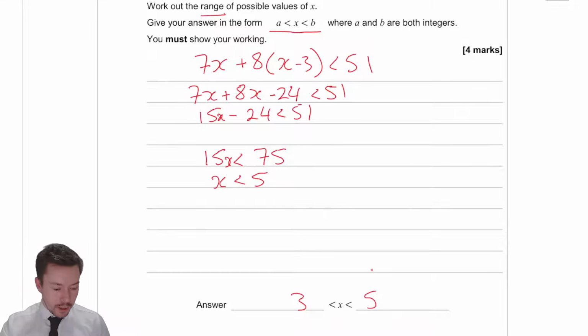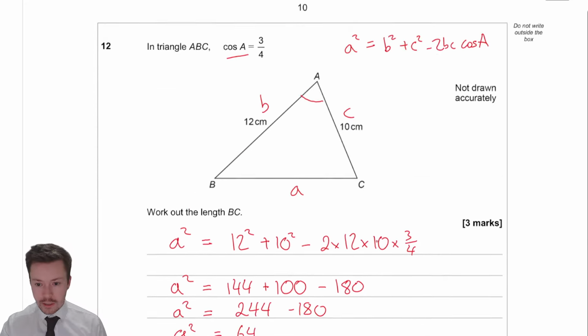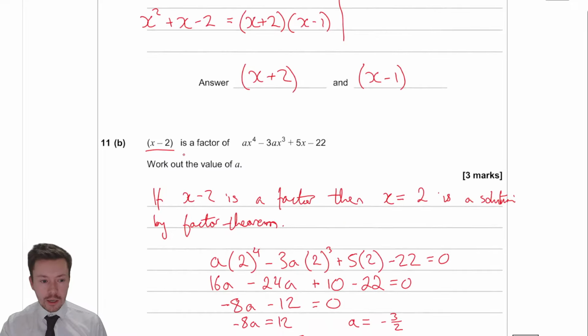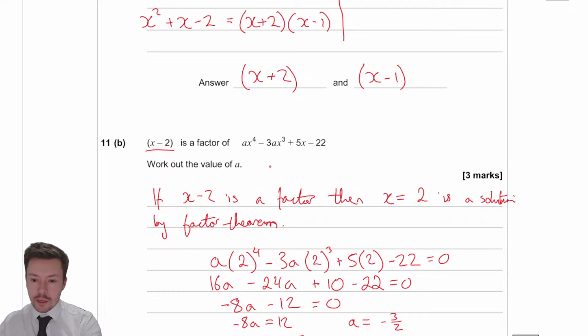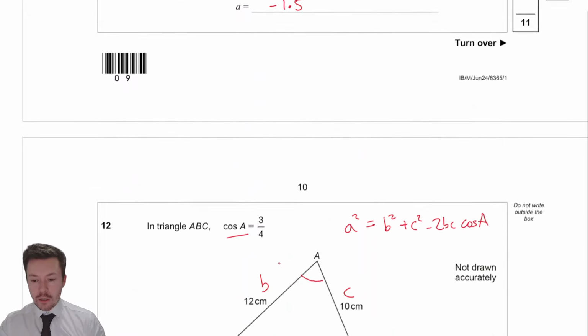Okay. Are there any factor theorem questions? Potentially there could be. So if I go back to the questions from yesterday, there was this question here, 11b, which said x minus 2 is a factor of this. Work out the value of a. So use the factor theorem to do that, because obviously if x minus 2 is a factor, x equals 2 is a solution, you substitute it in, equals 0, and then solve it. So yeah, there could be.